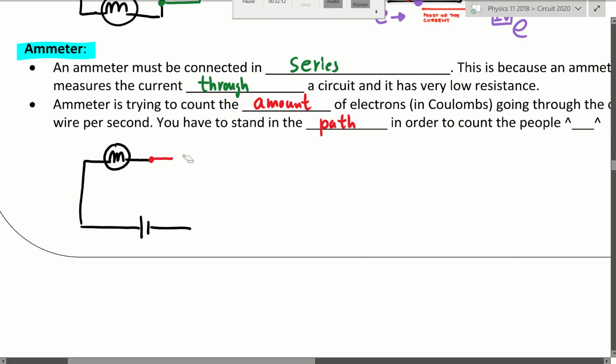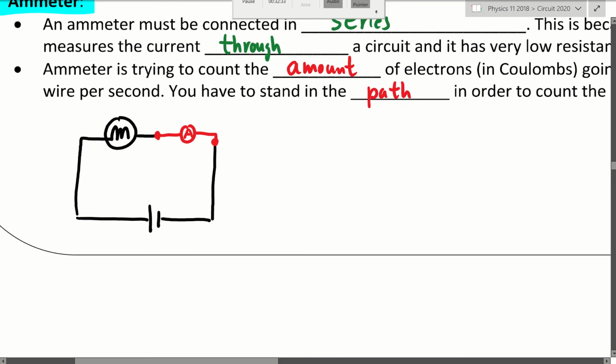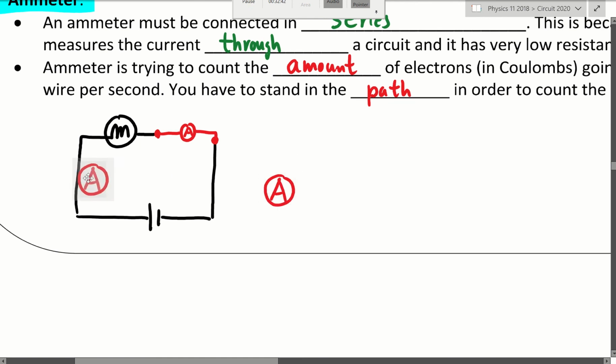So in order to measure, let's say you want to measure the current going through the light bulb. What do you do? You have to break the circuit, okay? And you have to install your ammeter this way so that your ammeter is part of the path. So no one can go into the light bulb without you knowing. Now you can actually put that before or after. So let's say this ammeter here. It's okay to put it here.